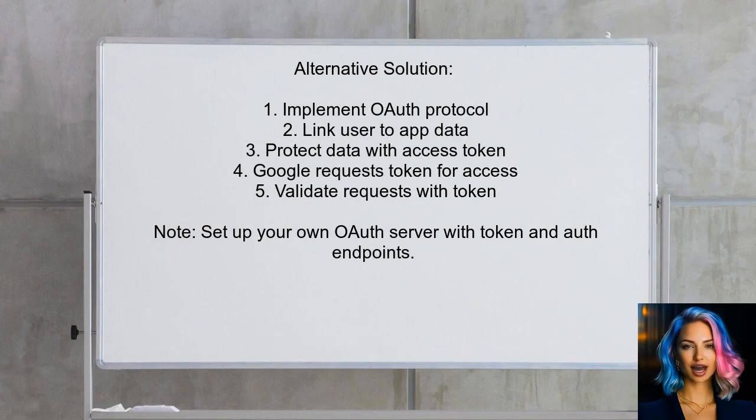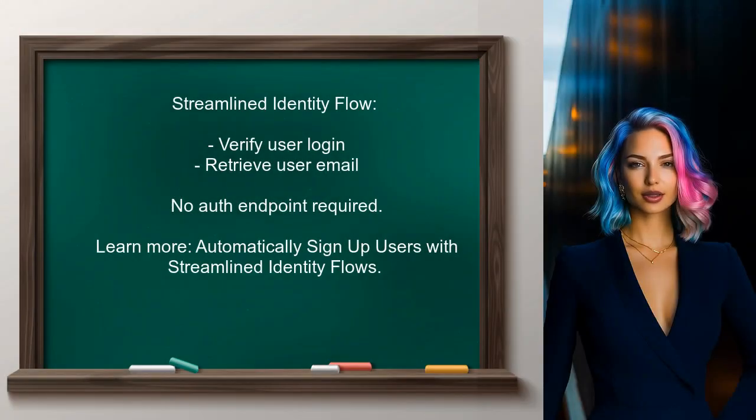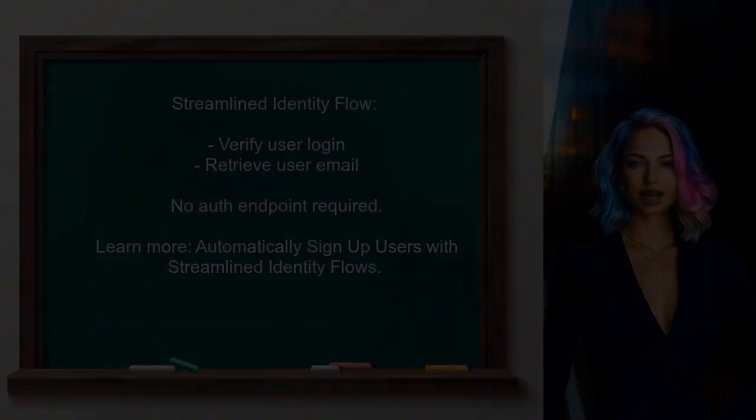One alternative approach is to implement the OAuth protocol in your Google Assistant app. First, link the user to your app's data. Then, protect access to this data with an access token. Google will request this token to access the resource. Once Google has the token, it can send it to your app for validation. This requires setting up your own OAuth server with specific token and auth endpoints. If you only need to verify that the user is logged into Google and retrieve their email, you can use the streamlined identity flow, which simplifies the process without needing an auth endpoint.